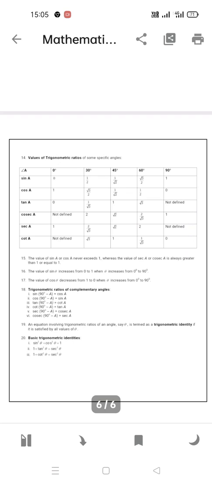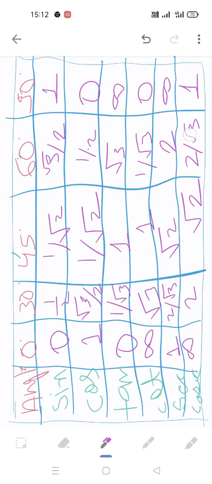Next is the 14th part. The 14th part says values of trigonometric ratios of some specific angles. So there are some specific angles, that is 0 degree, 30 degree, 45 degree, 60 degree, 90 degree. This is known as your trigonometric table. This is very easy, you can do it very easily. First of all, take a screenshot of this trigonometric table.